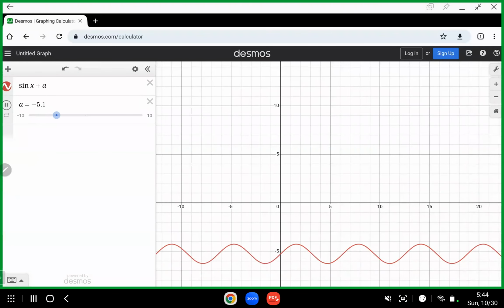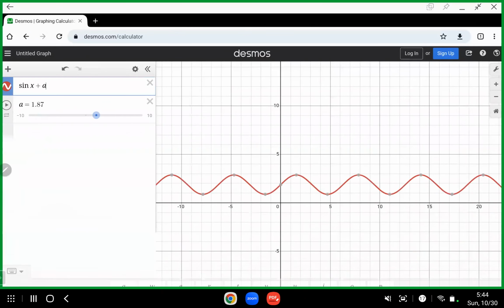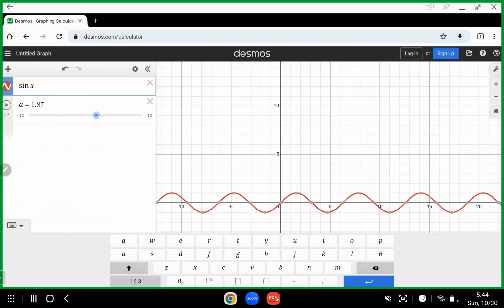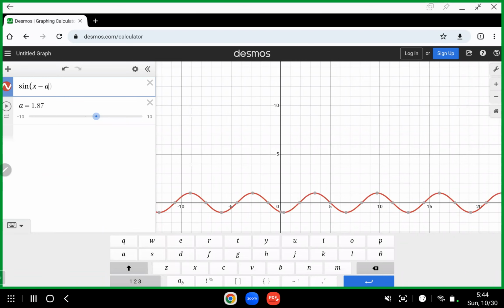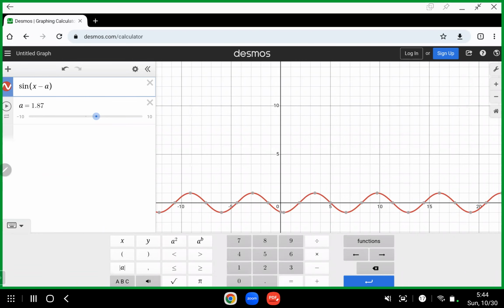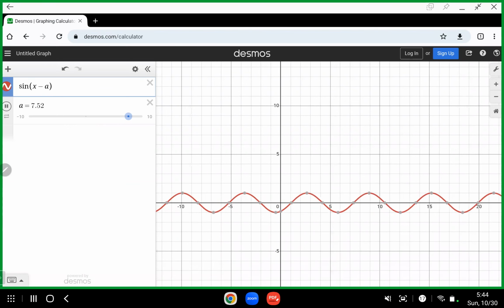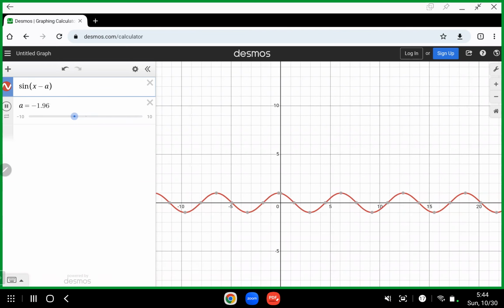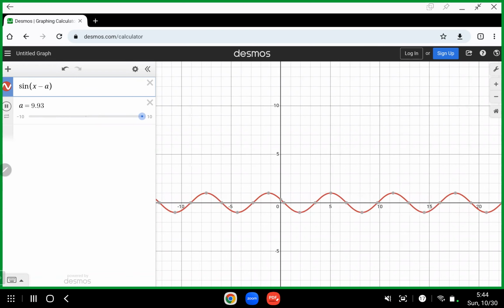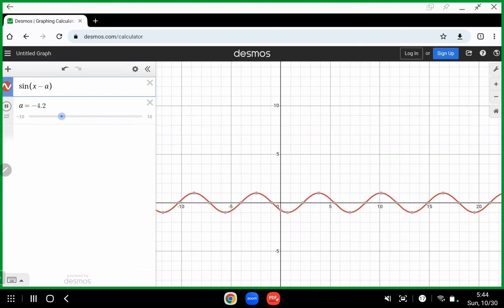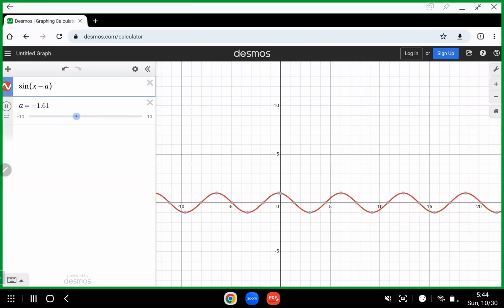Okay, let's see. All right, so let's add parentheses, minus a. Okay, so you can see here it shifts horizontally, right? When a is positive, it shifts to the right. When a is negative, it shifts to the left, right?